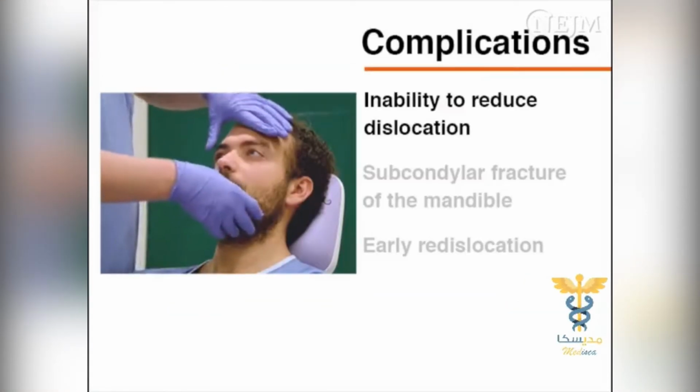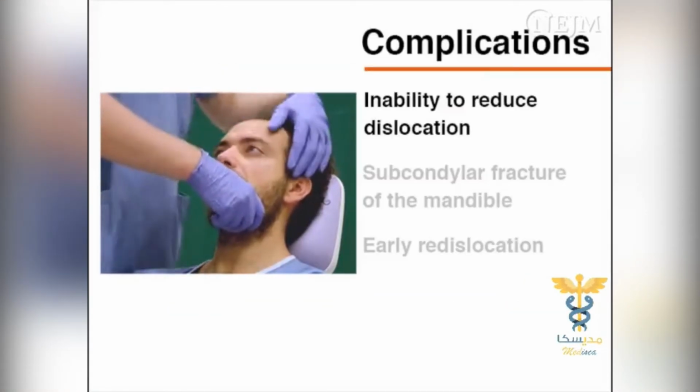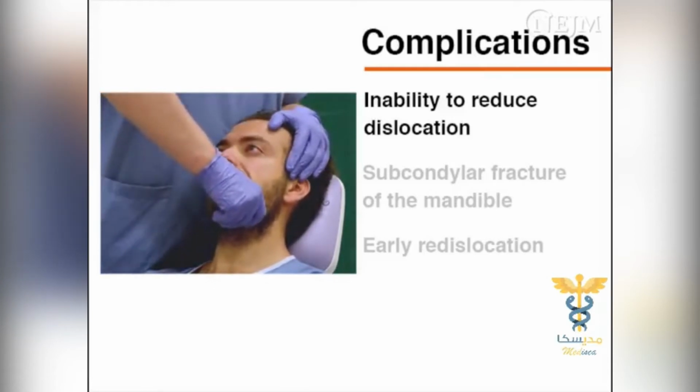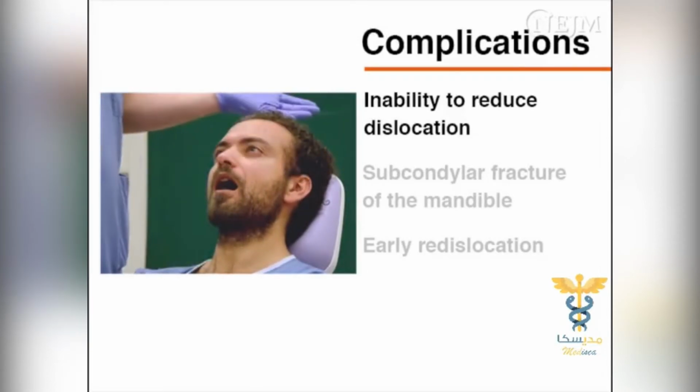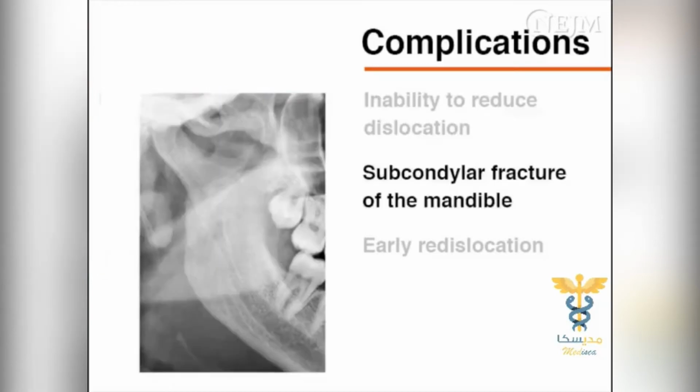Complications are uncommon in this procedure. The most frequent problem is the inability to reduce the dislocation. If the first attempt at reduction is unsuccessful, consider administering a mild sedative such as diazepam to relax the masticatory muscles. Another potential complication is subcondylar fracture, which may occur if too much force is applied in a posterior direction during repositioning. The primary force should always be downwards.